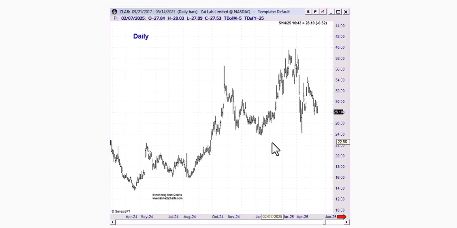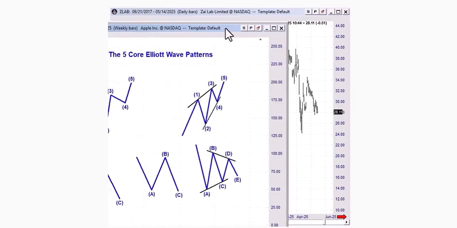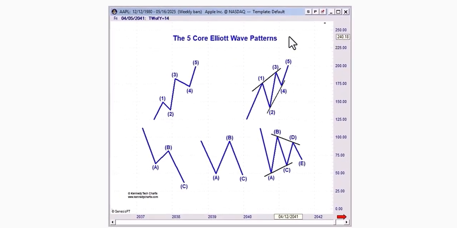Okay, so for example, iLab, ticker symbol ZLAB, going back to, say, April 2024, I think this is a very apparent, very textbook quality impulsive structure. Starting back here, 1 up, 2 down, 3, pull back in wave 4, and then up in 5. Again, very, very textbook. Okay, I like that.